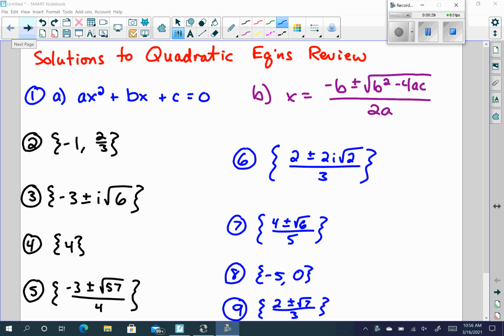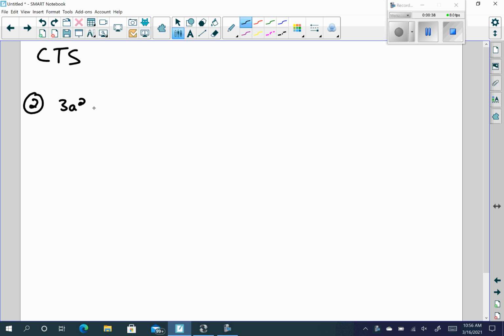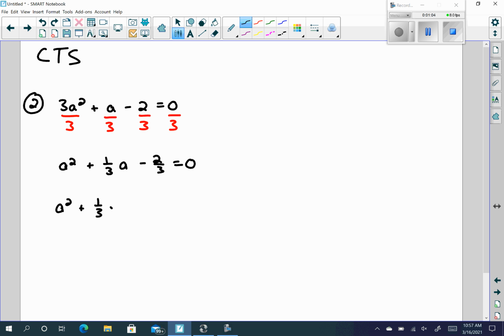All right, so for 2 through 5, we had to solve by completing the square, CTS. So for number 2, we have 3a squared plus a minus 2 equals 0. Well, just like our one example from yesterday's notes, we have a leading coefficient of 3. We don't want that, so we're going to start by dividing every term up here by 3. So now this is going to give us an a squared plus 1/3 a minus 2/3 equals 0. Now I'm going to move that minus 2/3 to the other side by adding it, so we have a squared plus 1/3 a, leave some space, equals 2/3.